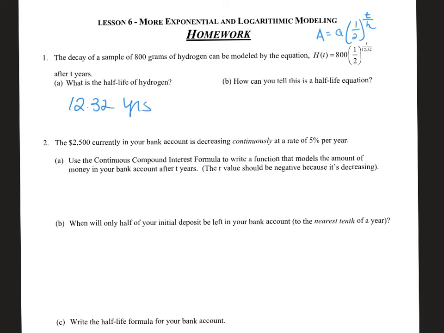How can you tell this is a half-life equation? This is exactly the same question that was in our notes. The base is 1/2.